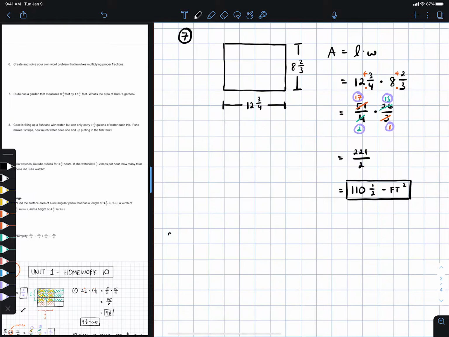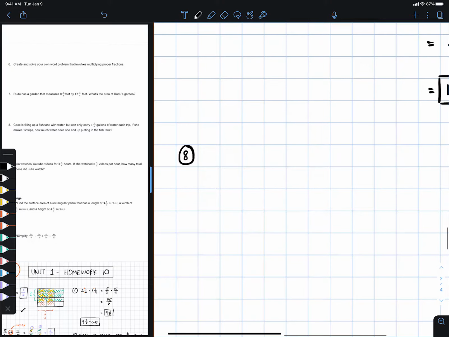Last couple, a little bit shorter of a set of practice problems here. CC is filling up a fish tank but can only carry 1 7/8 gallons of water each trip. If she's making 12 trips, how much total water does she end up putting in the tank? So again, this is repetition. Any question that's dealing with things repeating over and over again is generally a multiplication question. And so here's our original problem.